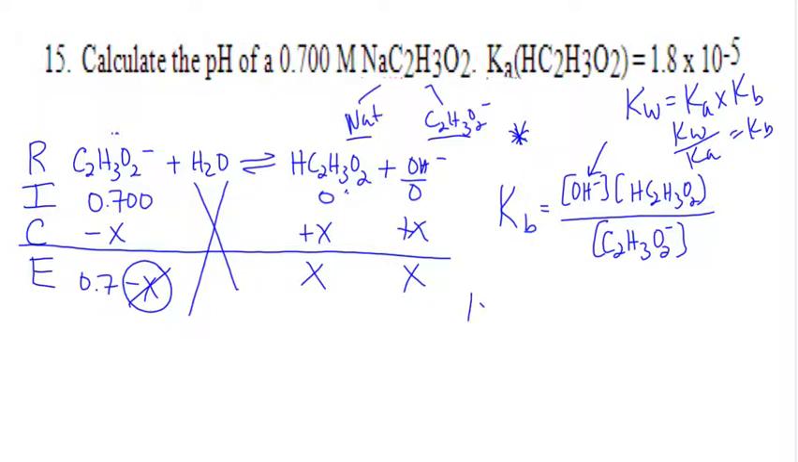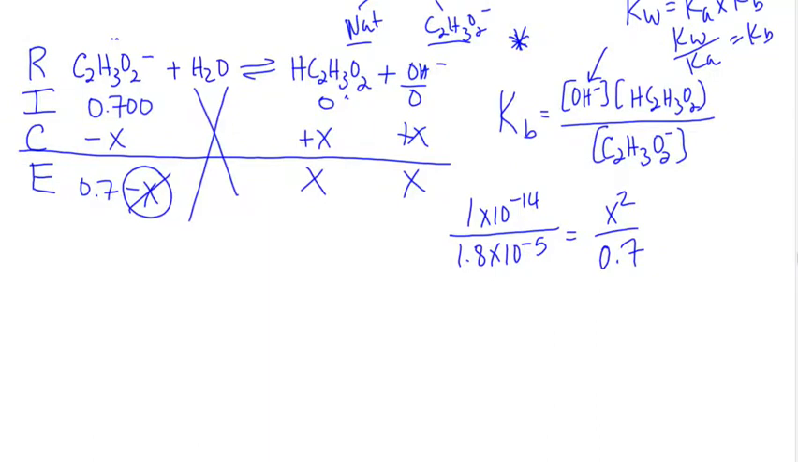So this is what I'm going to do. I'm going to do 1 times 10 to the negative 14th divided by the Ka of 1.8 times 10 to the negative 5th. That is equal to x squared over 0.7. You don't have to do this, but as a grader, I really like this. It's showing me you know you did the conversion, and mathematically, it's going to be quicker for you. But if you prefer, like I said, and want to do Kb on the other side, you can. So x is equal to, again, I need to see what x is equaling to because that's what's allowing us to solve for the pH.